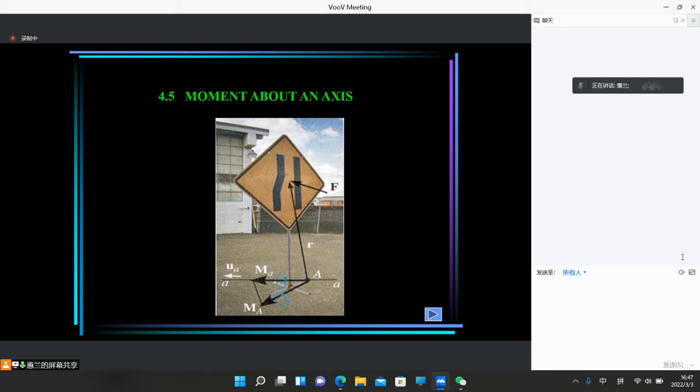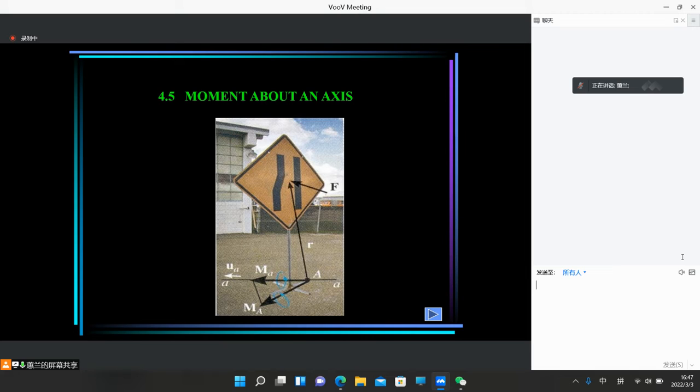We calculate the determinant. The first row is i, j, k. The second row is the position vector, x, y, z components. And then the third row is the x, y, z components of force. That's to calculate moment in 3D. It will be much more convenient.